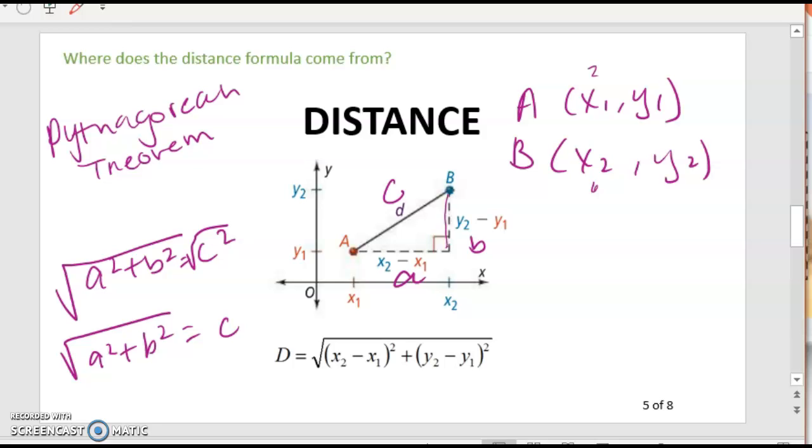So you'll want to make sure that you write down this distance formula somewhere in your notes. It's also going to be given to you on your geometry formula sheet for the EOC or for any test. You're going to get that formula.